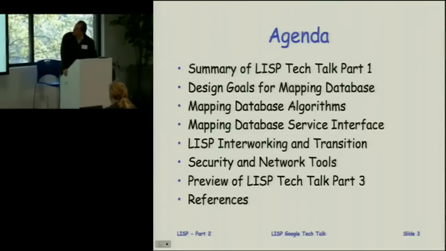Summary: we're going to start talking about the design goals for a mapping database, a couple of mapping database algorithms, and a service interface that we have to the mapping database, and then talk about how LISP sites talk to non-LISP sites. We call that interworking, not necessarily transition, but interworking. And then some security and network tools that are available and issues, and a preview for next week.